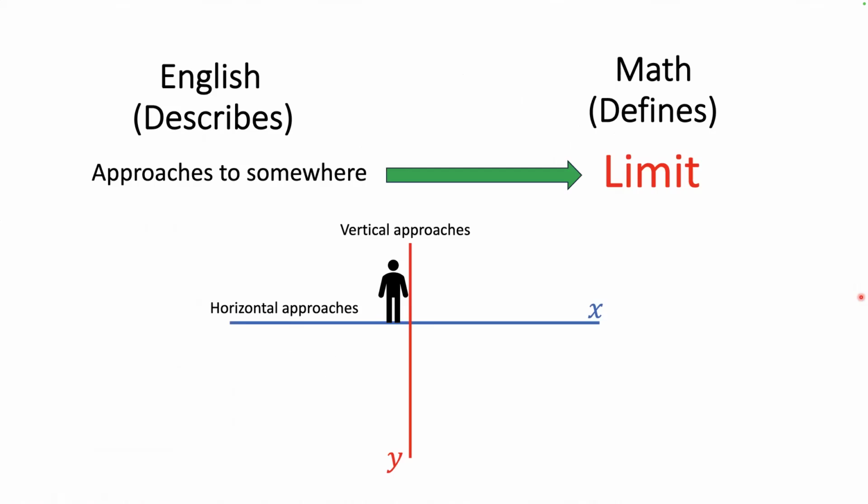In the last lesson, I explained that English describes something while mathematical language defines it. We can translate the term limit as approaching. Therefore, a limit in math is a variable approaching a given value. As shown in the diagram, there are two approaches, horizontal and vertical.